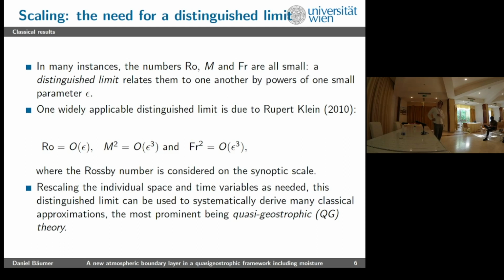And again, this is just one possible choice, right? There could be many other distinguished limits that are equally valid for certain situations, but the main advantage of this is that if we just rescale individual space and time variables, if need be, then we can obtain a great number of classical, well-known, useful approximations, just by employing one basic scaling and one distinguished limit.